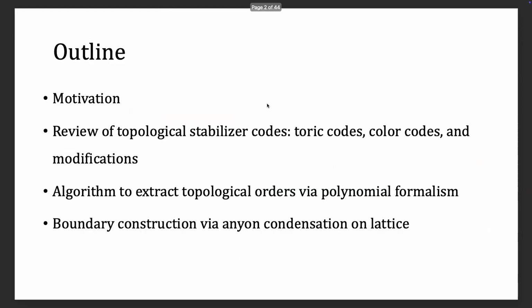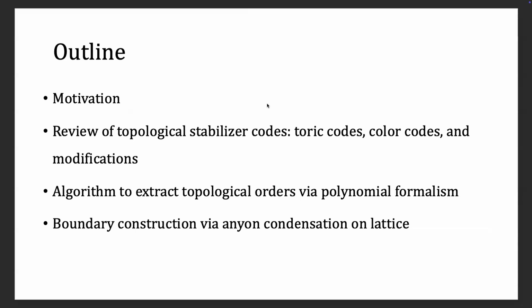Okay, next. So the first part is the motivation. First I will introduce some background about the recent progress, and later I will review the famous topological orders: the Kitaev toric code, the color code, and some modifications. Then I will introduce our algorithm, how we extract topological order using the polynomial combination.